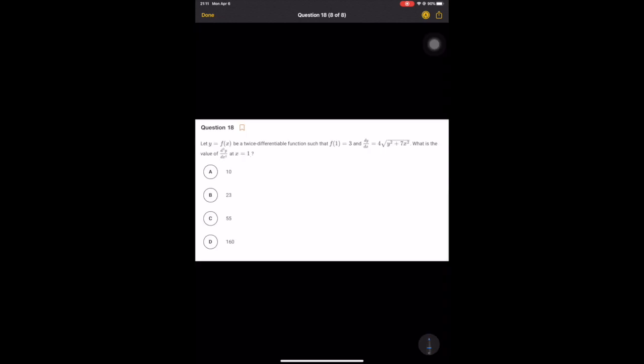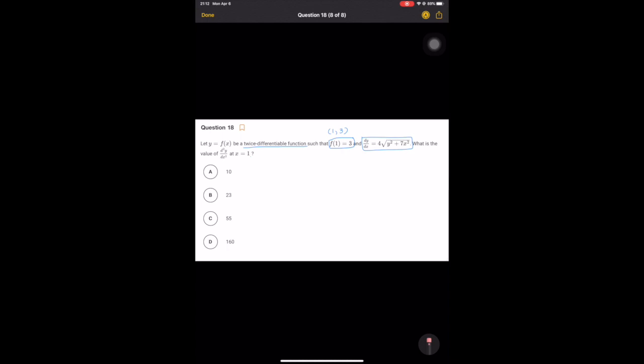Okay, so here we go, number 18, this is the last one. It says, let y equals f of x be a twice differentiable function such that f of 1 equals 3. Okay, so we have a point, 1, 3. And dy dx equals 4 times the square root of y squared plus 7x squared. What is the value of d2y dx2 at x equals 1? So twice differentiable, again, that means that we can take the derivative twice, and that's exactly what they're asking us for, the second derivative.